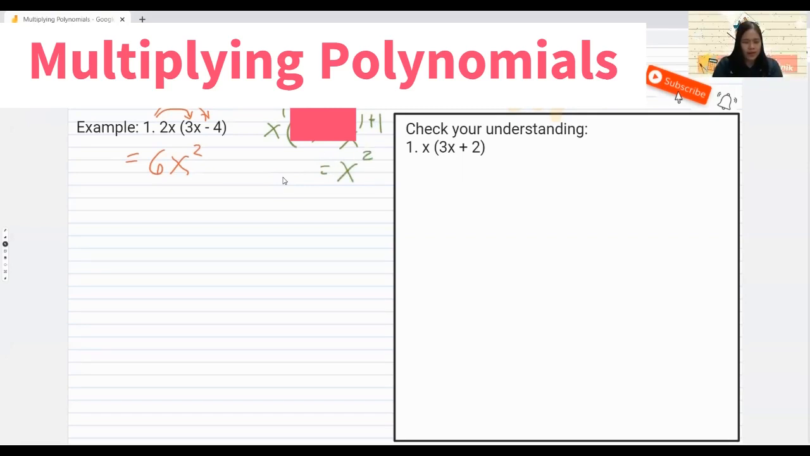Next, 2x times negative 4 will give negative 8x. Since 4 doesn't have a variable, we just copy the variable from 2x. And since we cannot add, subtract or combine 6x squared and negative 8x because they are unlike terms, this will be the final answer: 6x squared minus 8x.